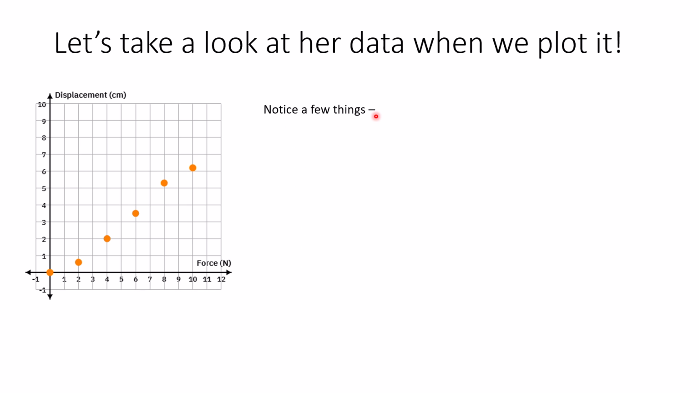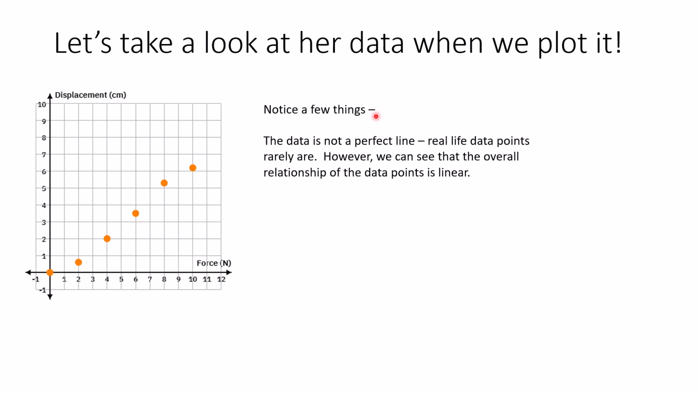Notice a few things about this. First of all, the data is not a perfect line. Real life data points rarely are. In math world, when you are asked to graph a line, your points are in this perfectly straight line. In real life, though, they are not, because we do not live in a perfect world.